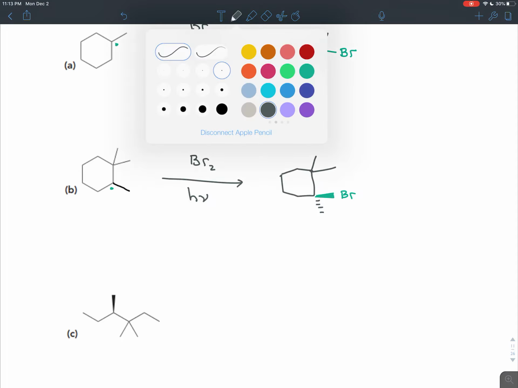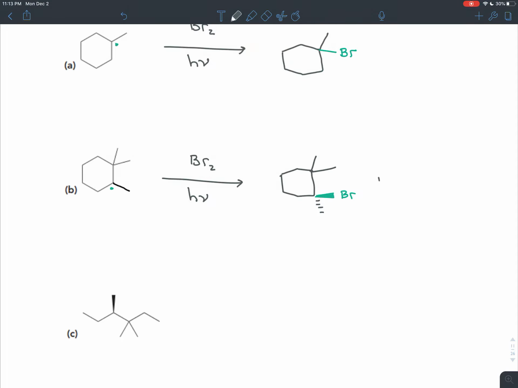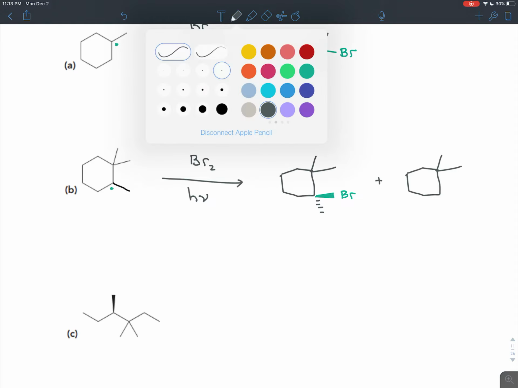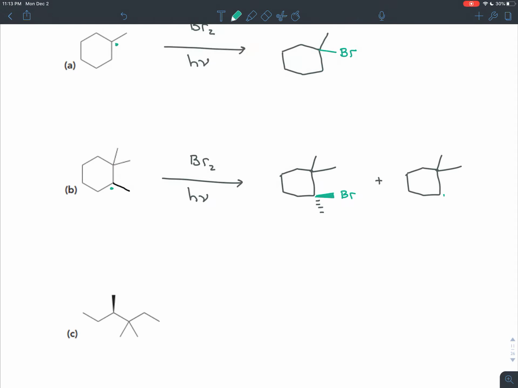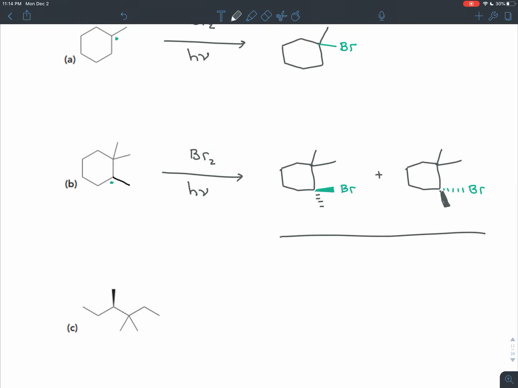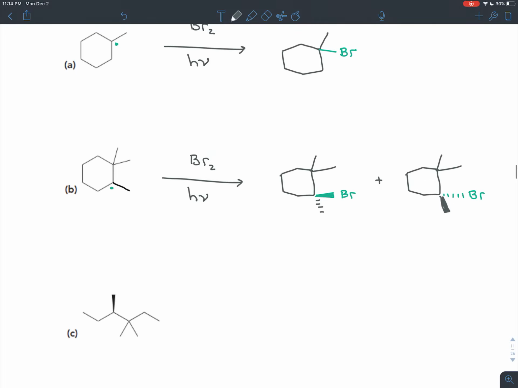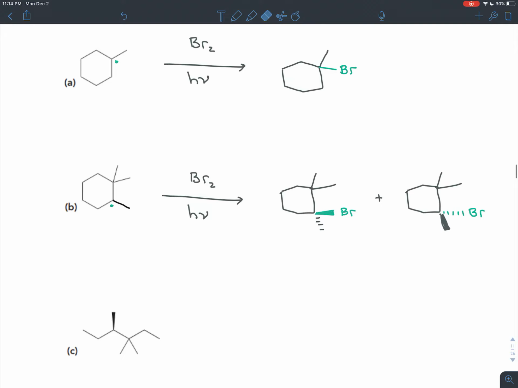On the other hand, because this radical is flat, sometimes the bromine radical will attack from the back, in which case it'll be going away from us. But if it attacks from the back, it'll push this methyl group toward us, and so that would be represented by a solid wedge. So you'd get a racemic 50-50 mixture of those 2 enantiomers if you did a radical reaction, or radical bromination of that original alkane.